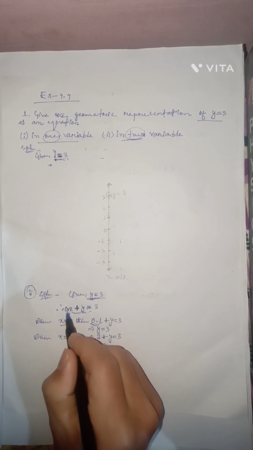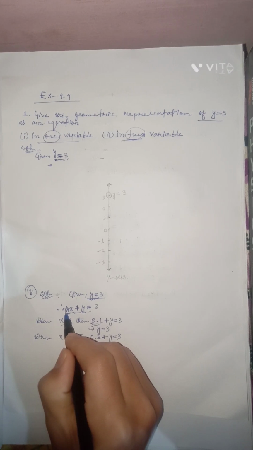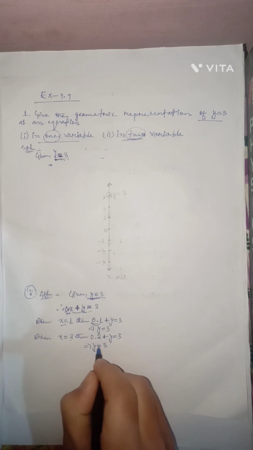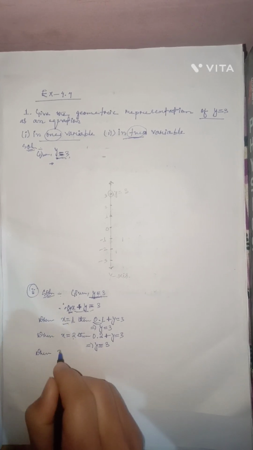Even if you take a very large number, then also the thing which you need to remember here is that it will be multiplied with 0, and any number which is multiplied with 0 will also be 0, right?